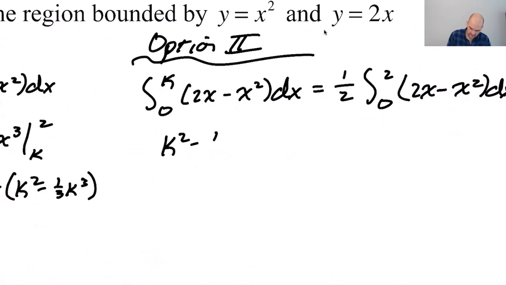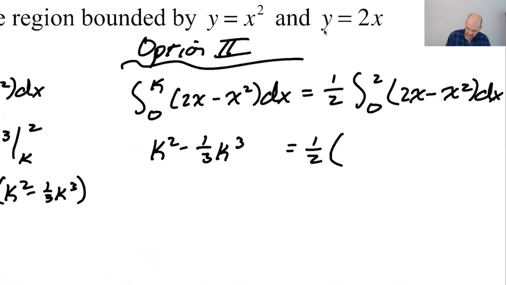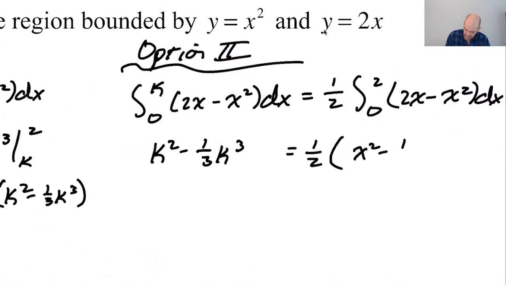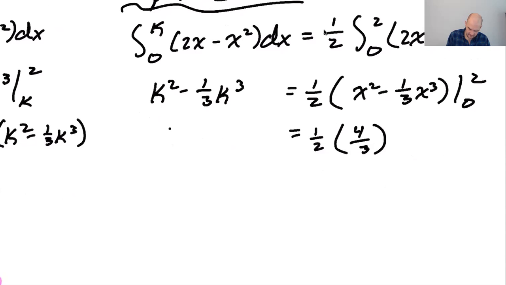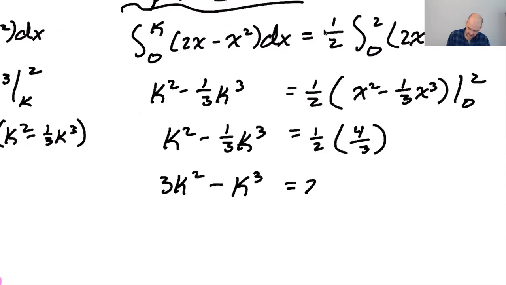k squared minus 1/3 k cubed equals 1/2 of, so this is x squared minus 1/3 x cubed from 0 to 2. When you plug in 0, you just zero it out. So it's 1/2 of 4 minus 8/3. So that was 12/3 minus 8/3, so 4/3. Half of 4/3. k squared minus 1/3 k cubed is half of that. So 2/3, 3k squared minus k cubed equals 2.